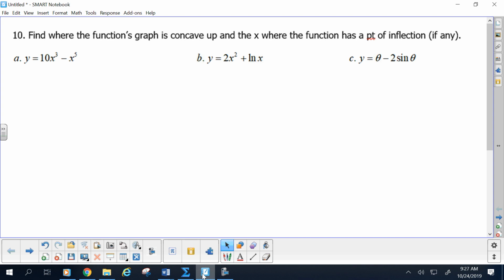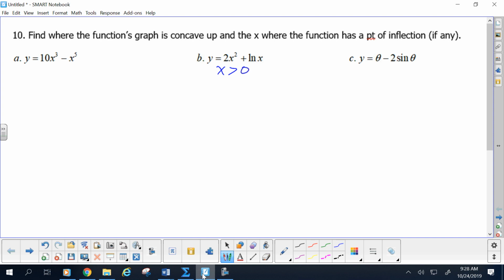Okay, so for the second one, we're finding where the graph is concave up and the inflection points. What's the first thing you did? Let's start with domain. Some people are forgetting to do domain. What's the domain of this problem? All reals that are positive. Yeah, we can't take the log of negatives or 0.